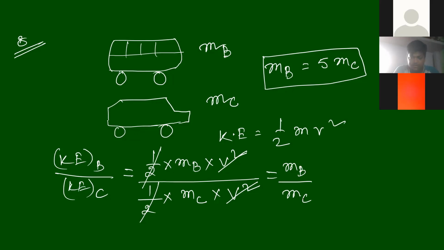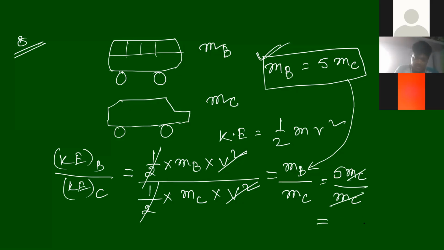What hint have we collected? Mass of bus is equal to 5 times the mass of the car. Substitute that value in the equation. Here you have to substitute. So mb equals 5 multiplied by mc divided by mc. This mc is getting cancelled out and you are getting the ratio as 5:1. So this is the solution of question number 8, you can say.